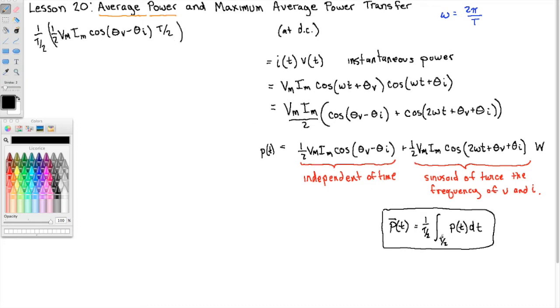I just tack on the width of the time because it's a constant. So the t over 2's cancel, and the integral of this thing is simply the thing back. Okay, the integral of the first term is simply the first term. That makes perfect sense. The average value of a constant is simply that constant. Now what about the average value of this thing?